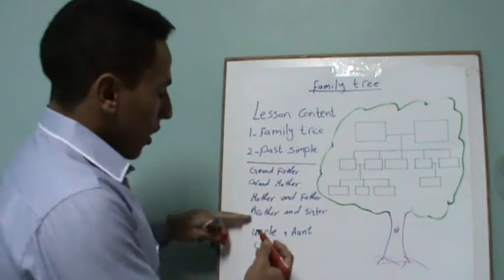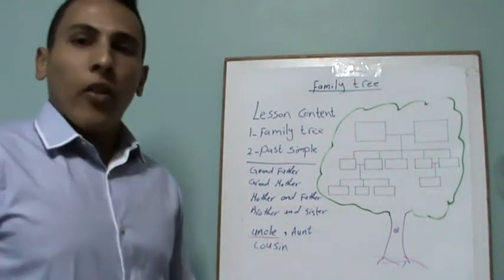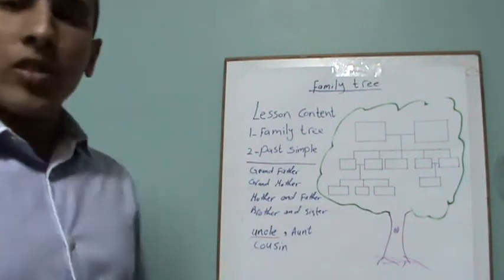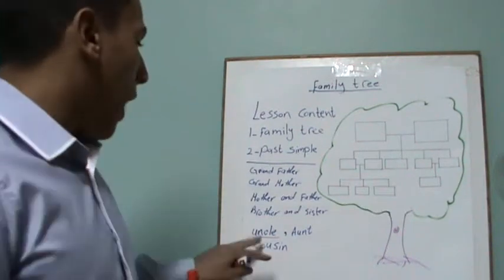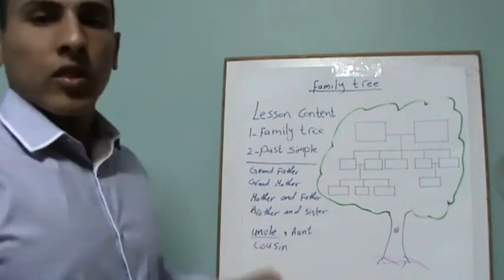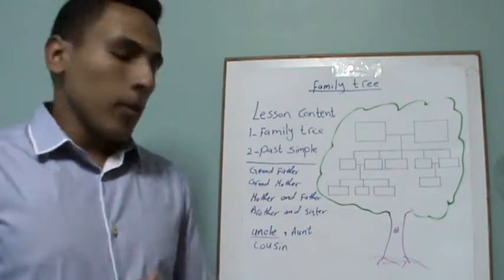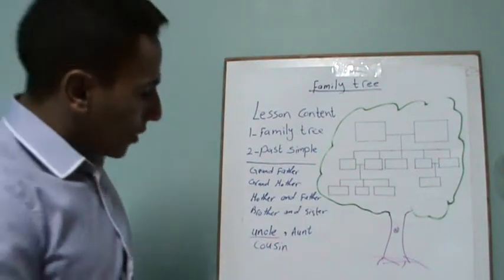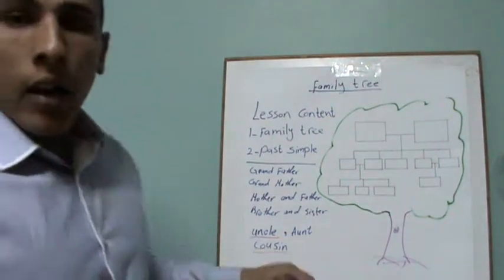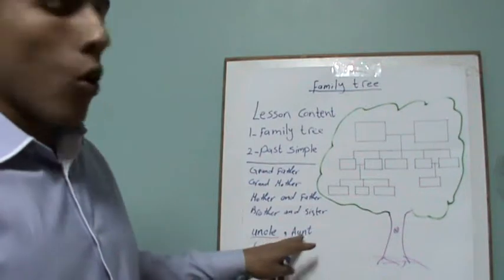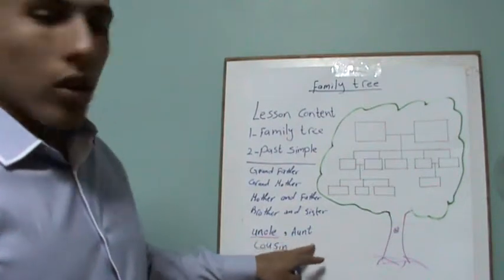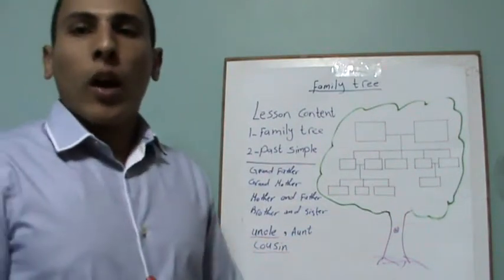Uncle, he is your father or mother's brother. So your father's brother he is called uncle, and for aunt, your father or mother's sister. So your father's sister is aunt, and cousin is a son of your uncle or of your aunt. So your aunt or uncle's son he is called your cousin.